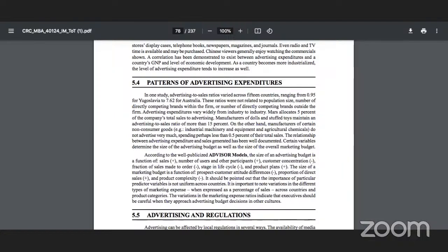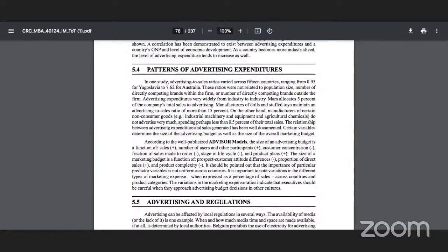These ratios were not related to population size, nor were they related to the number of directly competing brands within the firm, or even the number of directly competing brands outside the firm. So advertising expenditures vary widely from industry to industry. Mars allocates 5% of the company's total sales to advertising. So imagine how expensive chocolates are.